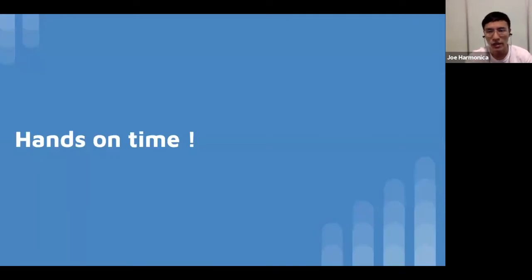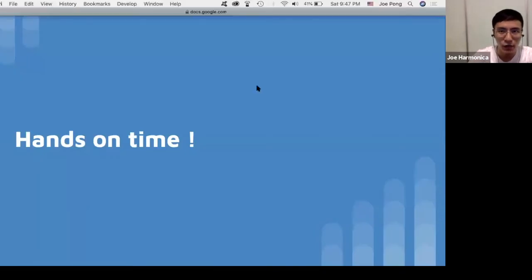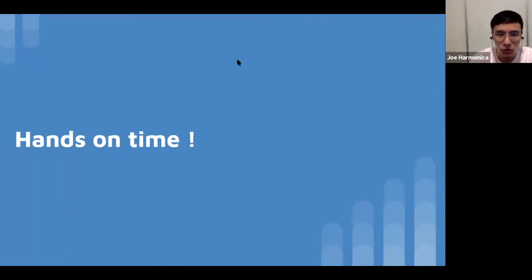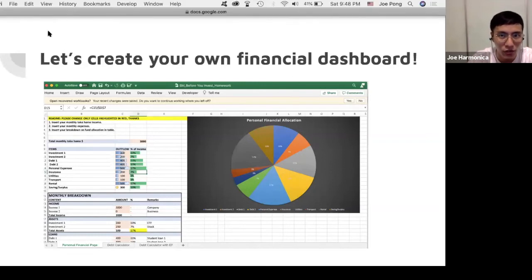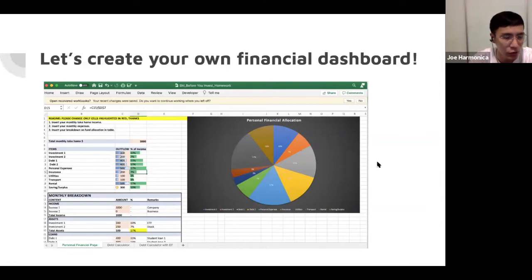So, all right, after some briefing, now is our hands-on time. Let's create our own financial dashboard. I will guide you through how to use this spreadsheet quickly. We can use this spreadsheet when you are planning your investment. You know how much money you want to put in, how much debt you are going to pay, and how much savings you are actually allocating to yourself.